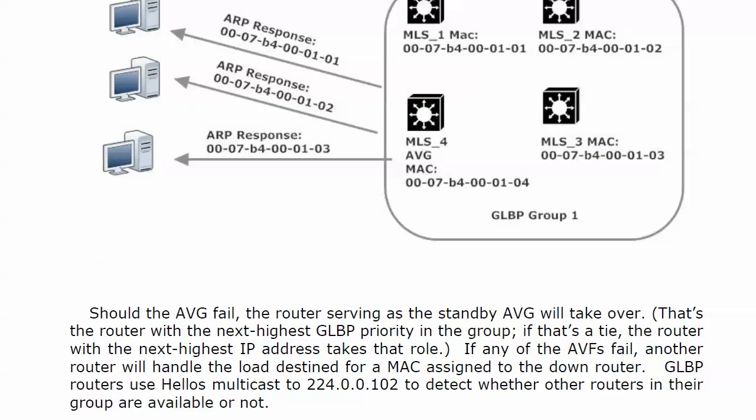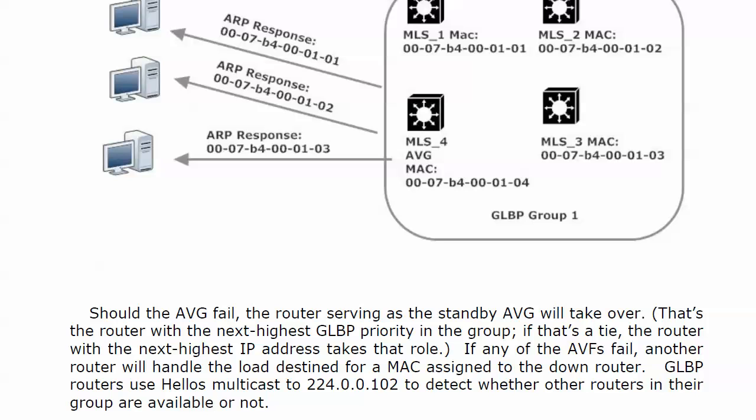Now, should that AVG fail, of course, we've got to have a backup plan. And we will have a router that is pre-chosen as the standby AVG. That, of course, is the router with the next highest GLBP priority in the group. And if that's a tie, as you would expect, the router with the next highest IP address would take that role. So here, that would be 3 if we used our usual numbering system. You'll see that in the lab as well.